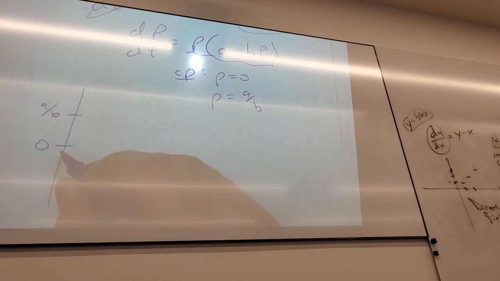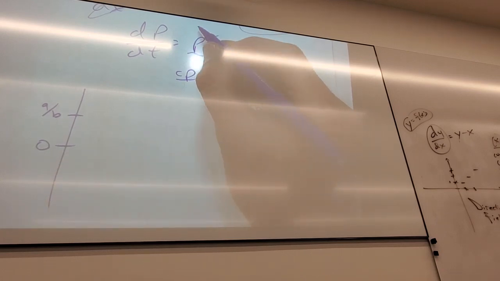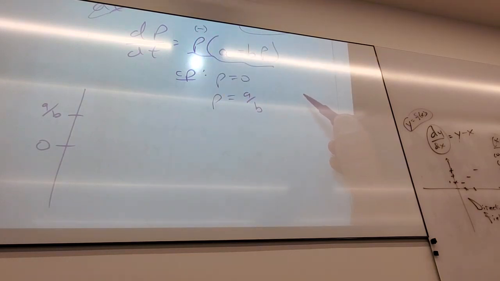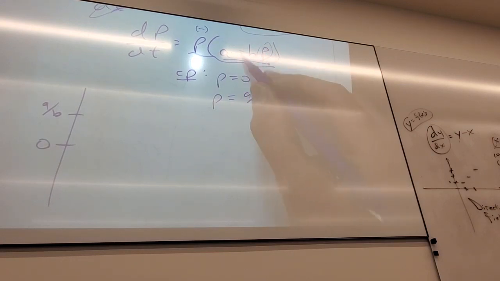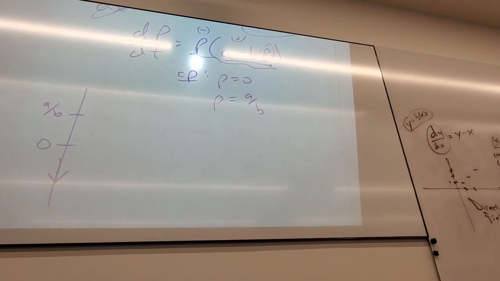So if I put something less than 0 in, this would be negative, right? And if I put something negative in for P, won't this term become positive? Positive plus positive is positive, so this would be down. Is that cool?